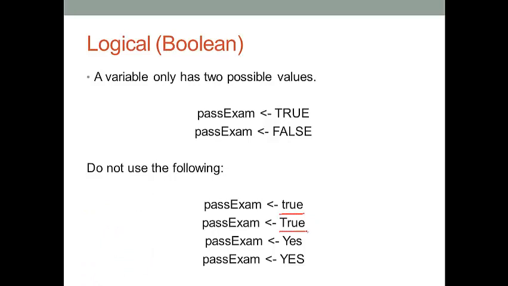Some classmates may say, since a logical variable can only have two possible values, can I use yes or no, good or bad as values for a logical variable? They are invalid in R. We can only use either TRUE or FALSE. If you use yes or no, good or bad as a value for a logical variable, they are considered invalid in R. So these are the invalid usage of logical variable.